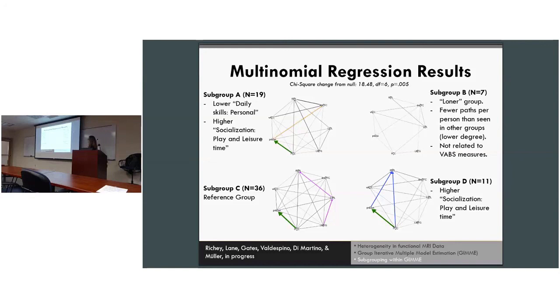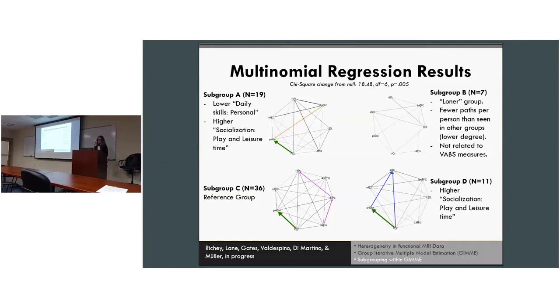Subgroup D is differentiated much like subgroup A by having higher socialization as compared to subgroup C. This group wasn't differentiated at all, but they had fewer paths per person than seen in other groups. So they predominantly didn't have a lot of connectivity between these regions of the default mode network, where you reflect a lot of connectivity during resting state data. They had the lowest degree and were not related to any of the Vineland behavioral measures related to being placed in subgroup B.